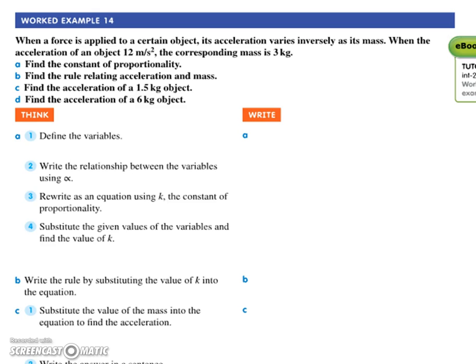First things first. A force is applied to a certain object. Its acceleration varies inversely with its mass. That's the first thing you want to know, so you know that it's varying inversely. Next thing. The acceleration of the object happens to be 12 meters per second squared, and the corresponding mass is 3 kilos. So we've been given some information. Now, first thing we have to do is find the constant of proportionality, or the constant of variation. What do we do first, though?